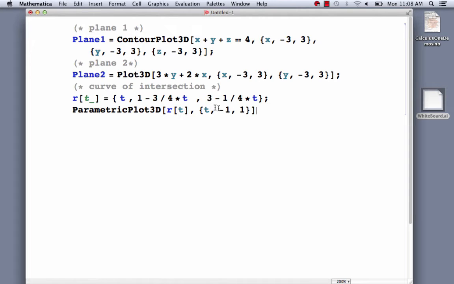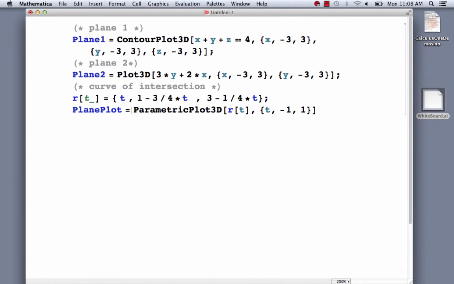Notice that when t is equal to 0, you'll get the point (0, 1, 3). When t is equal to -1, you'll be at the point with x equal to -1, y equal to 1 plus 3/4, which is 7/4, and z equal to 1 plus 1/4, whatever that is. So you could plug in different values of t and get your point in 3D space.